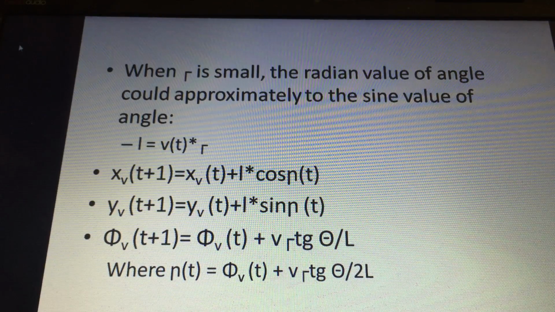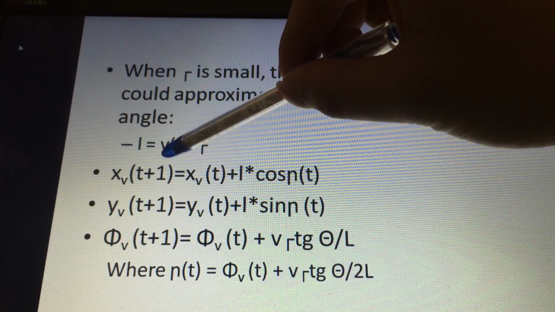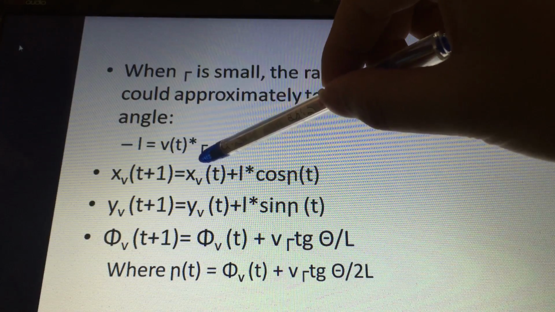For easy calculation, when tau is small, like 0.05 seconds or 0.01 seconds, the radian value of the angle is really close to the sine value of the angle. So L, which is equal to 2R sine theta, is close to v times tau.